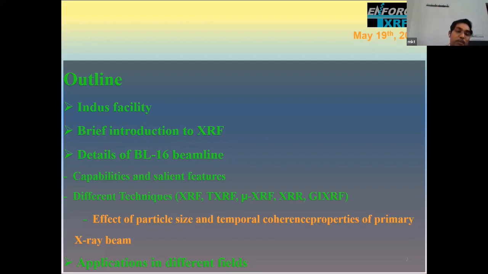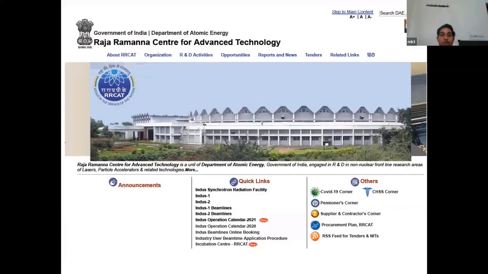What are the capabilities of this beamline, and various salient features, different techniques which are available on this beamline: XRF, TXRF, microimaging, X-ray reflectivity, and grazing incidence X-ray fluorescence analysis. And then finally, today's topic is the effect of particle size and temporal coherence, which I will describe in detail, and then application. So this is a snapshot of our Indus facility.